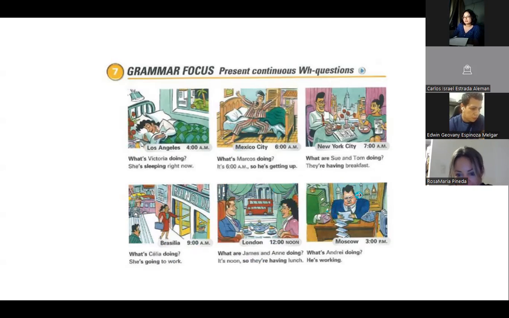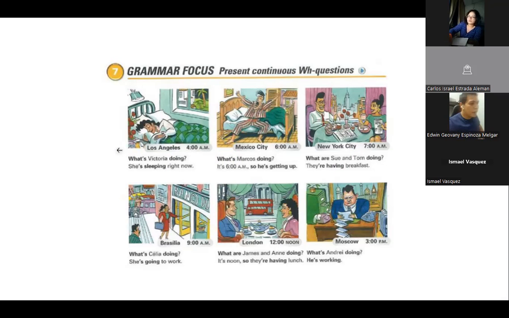Okay. What's Andrew doing? He's working. Okay. So remember, WH questions, in this case, what's. So for example, let me ask Edwin, what are you doing? What are you doing, Edwin? I am studying English. Excellent. Okay. What are you doing? Recordemos que esto es para acciones que están sucediendo en el momento. ¿Sí? So, I am studying English. I am listening to the teacher. I am taking notes. Yes, etc.